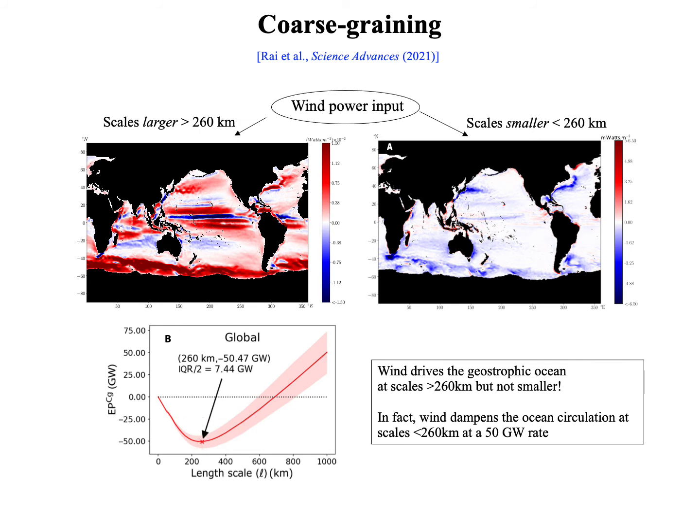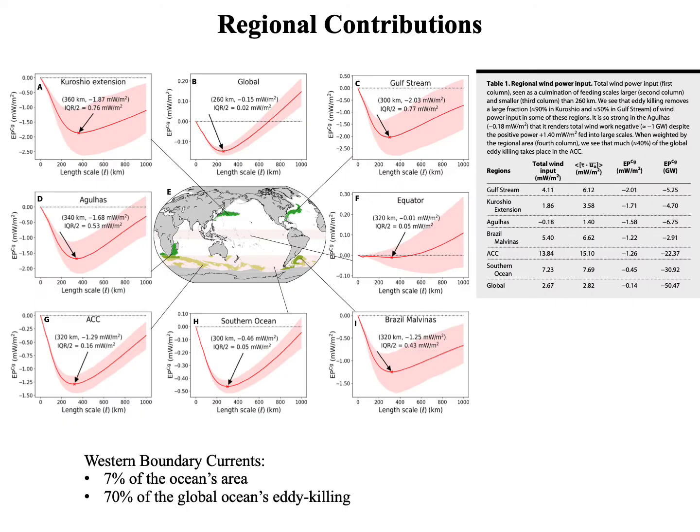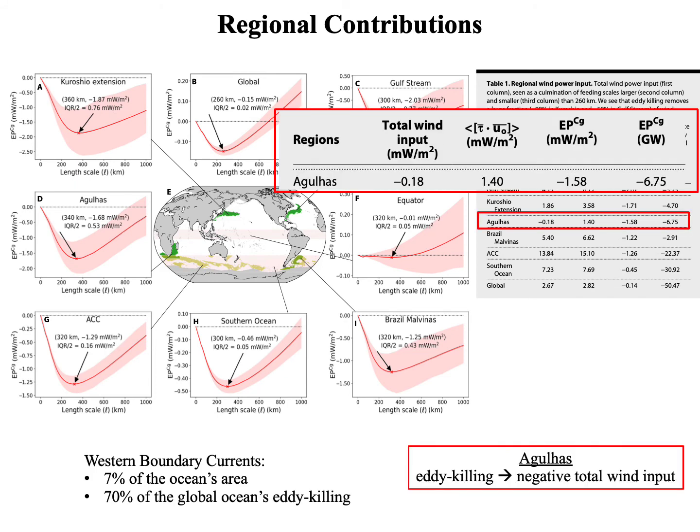We identify it. We're able to analyze different oceanic regions. As an example, I show you the Agulhas, and in the Agulhas even the total wind input is negative. So the wind is actually removing energy from the ocean in the Agulhas. And the reason is that the eddy killing is so intense, even though wind is driving the larger scale flow, as we show. The larger scale flow is positive, but the eddy killing is so intense that overall they have a negative wind work.